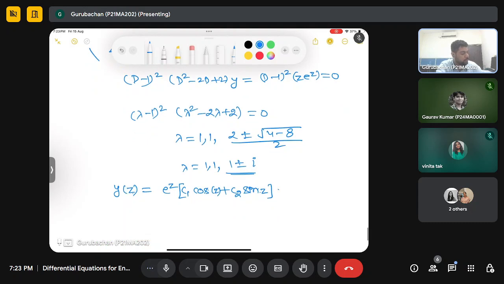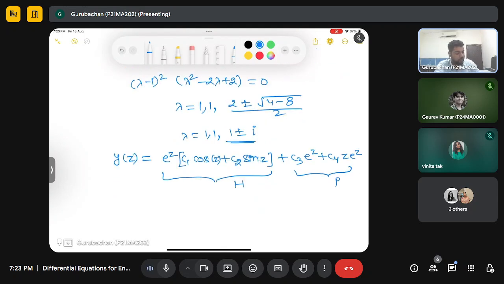Next one is c3 e to the power z plus c4 z e to the power z. So this is our homogeneous part, and this is the particular part. We look for y_p(z) as c3 e to the power z plus c4 z e to the power z.